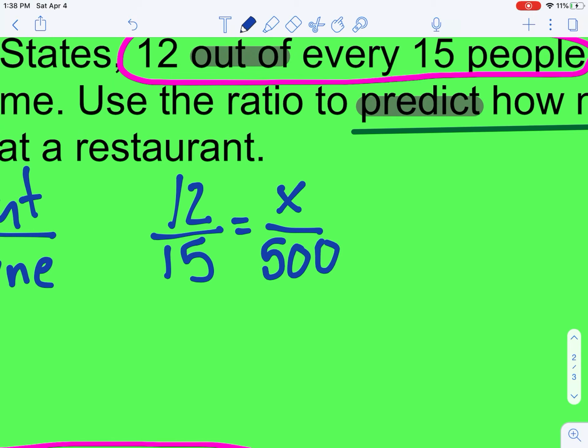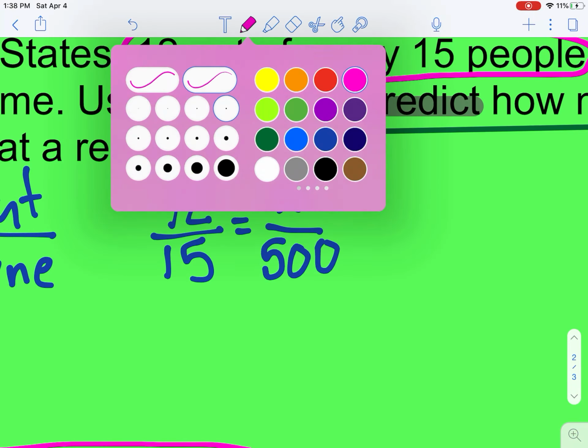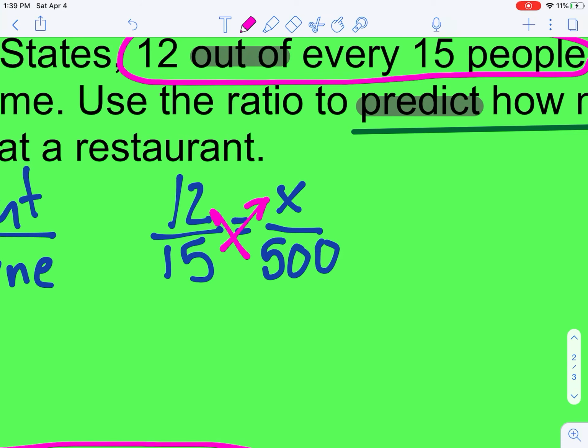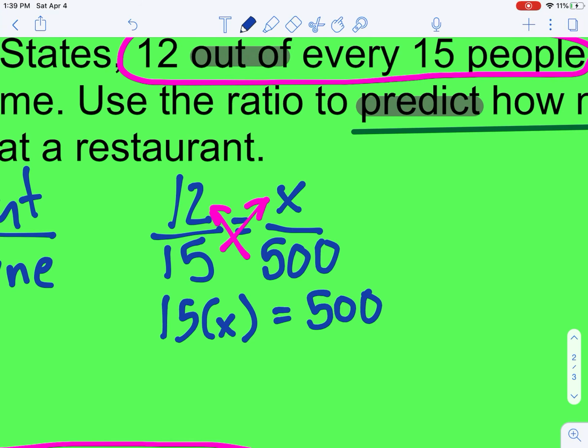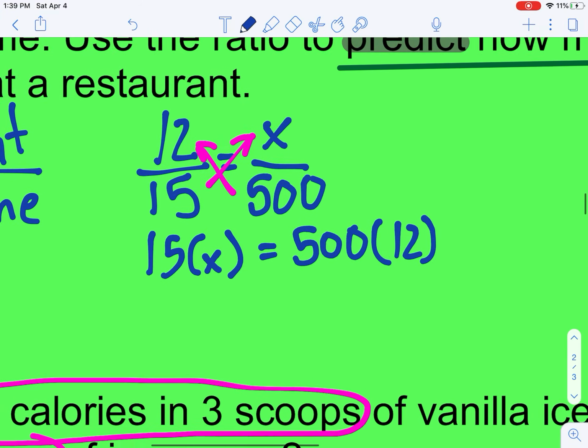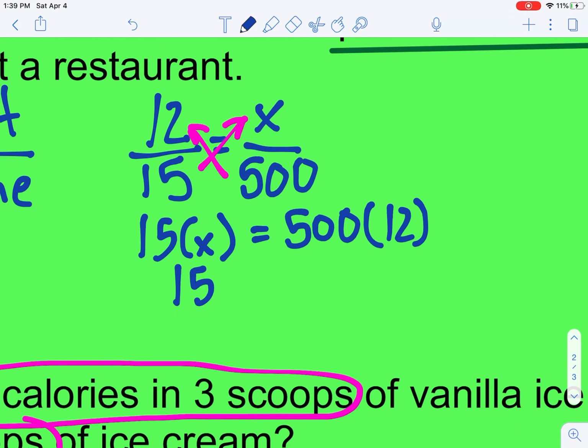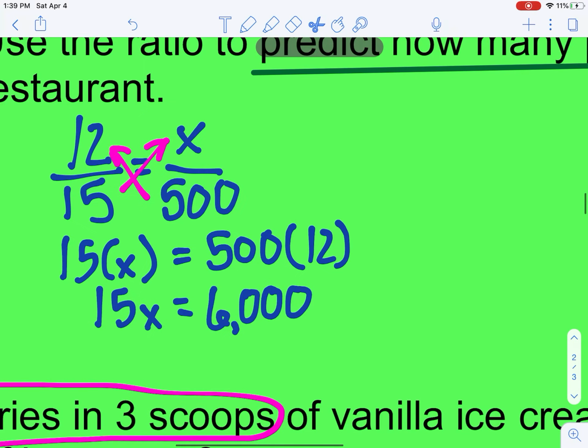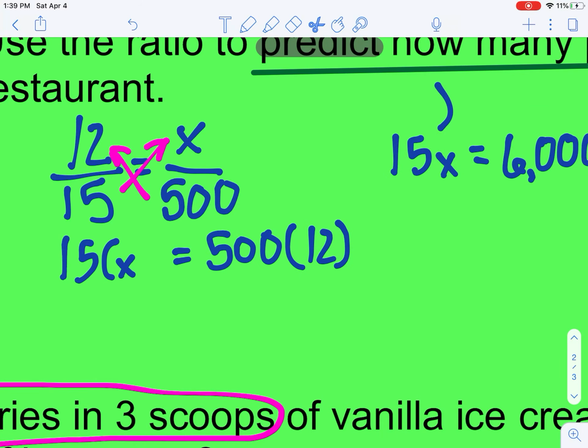Now that my proportion is set up, I can go ahead and I can cross multiply and I can divide. So I'm going to draw my arrows. And my first one is going to be 15 times x. And then I have 500 times 12. So when we clean our problem up, I end up with 15x equals 6,000. Okay. And I'm going to move this over here so we have a little more room.